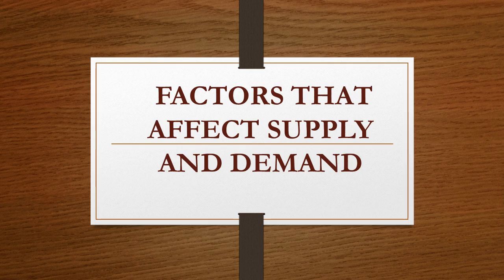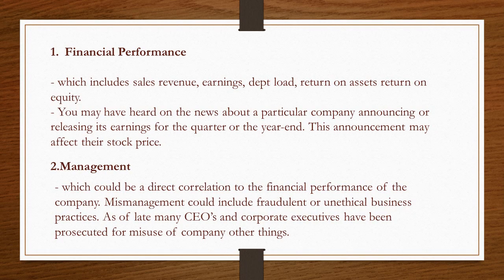This time, we will be discussing the factors that affect supply and demand. First, we have financial performance. When we say financial performance, it includes sales revenue, earnings, return on assets, and return on equity. You may have heard in the news about a particular company announcing its earnings for a quarter or the year end. This announcement may affect their stock price.